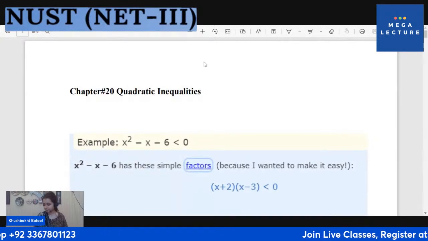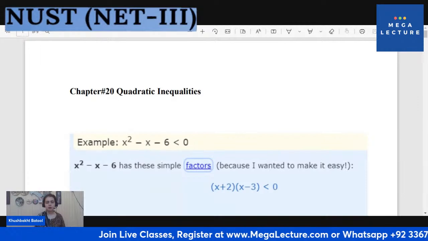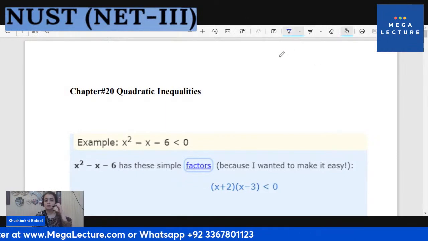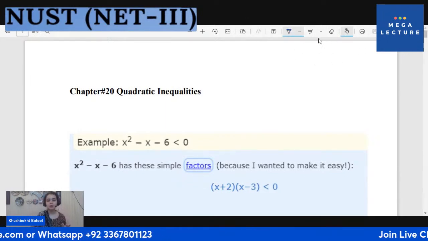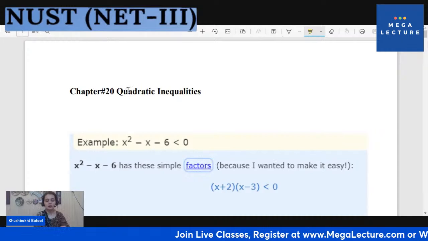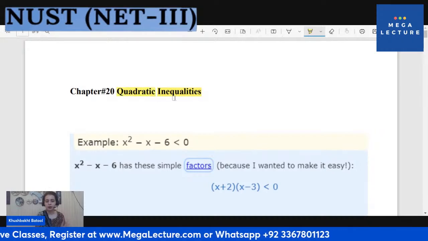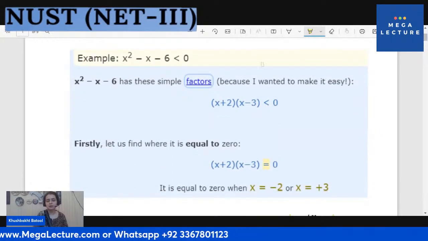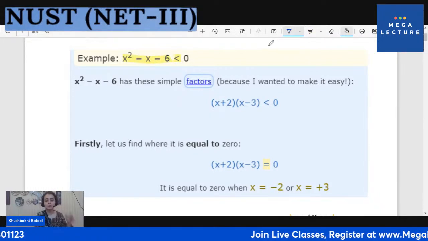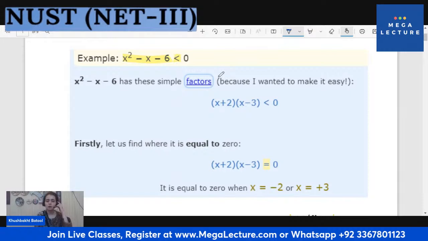Before discussing the past papers, let's just have a quick overview about the contents of this chapter. We will be talking about quadratic inequalities. So we would be talking about inequalities and the functions would be quadratic. You can think about it this way. Now, this is an inequality and the function is quadratic. Let's see how to solve quadratic inequalities.